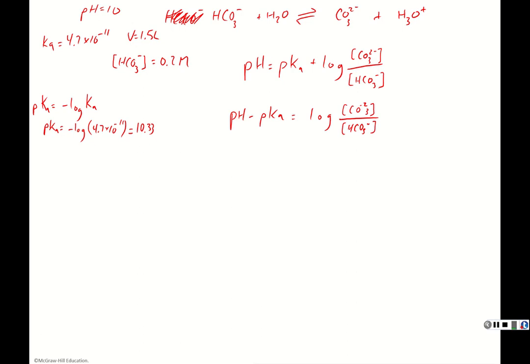then we'd have to take care of that log. So we would raise 10 to the pH minus pKa equals base over acid. Then we'd multiply both sides by the concentration of acid. So we get 10 to the pH minus pKa times the concentration of acid, equals our base concentration.